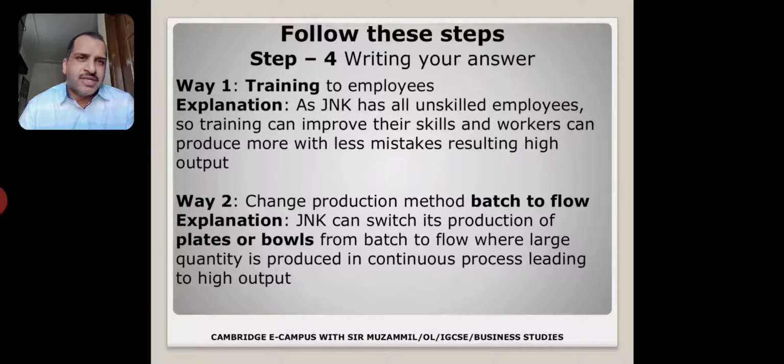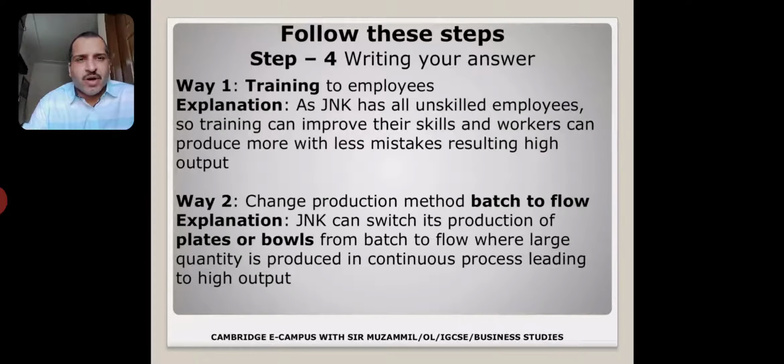So I developed this, like training for employees. How will you explain it? As JNK has all unskilled employees, training can improve their skills and workers can produce more with fewer mistakes, resulting in high output. So see, this is a very comprehensive analysis, how different points are linked together, and it is purely reflecting that we are talking about the JNK business.